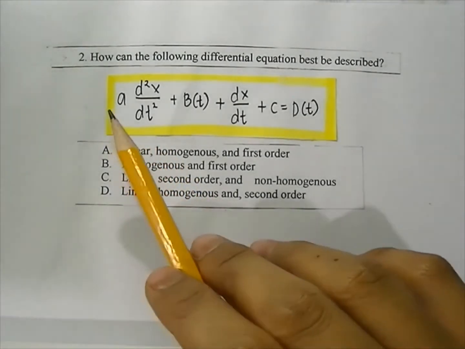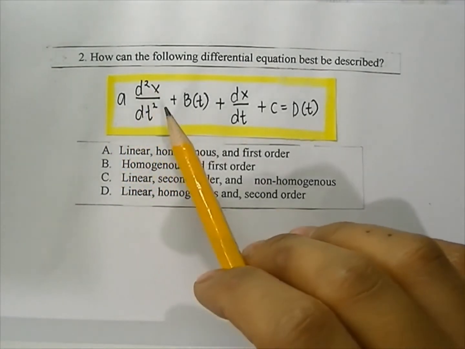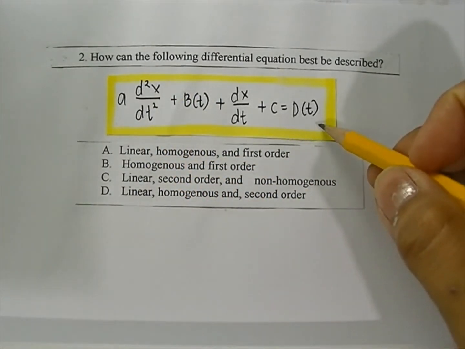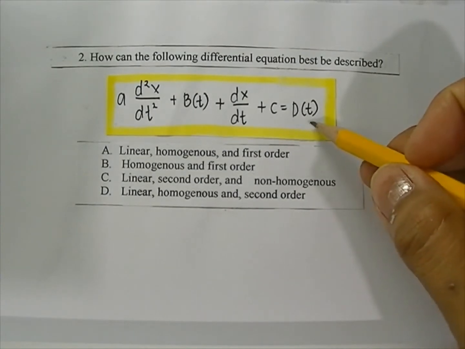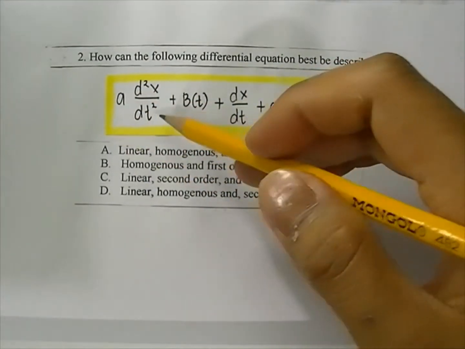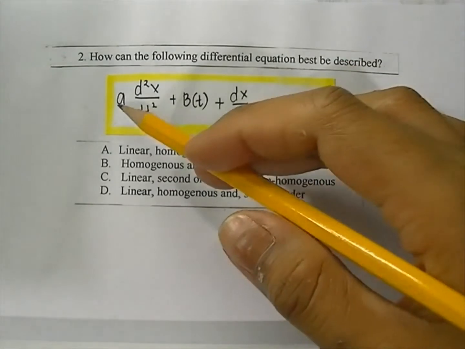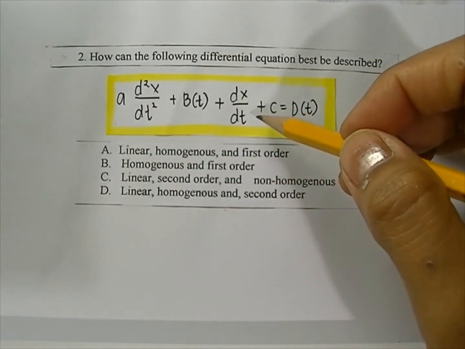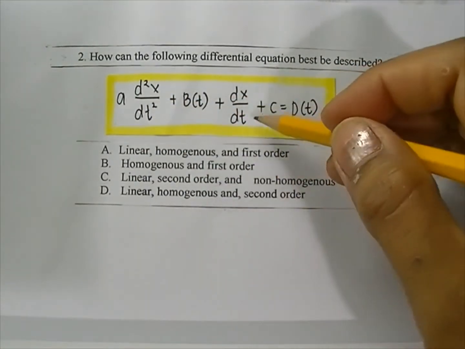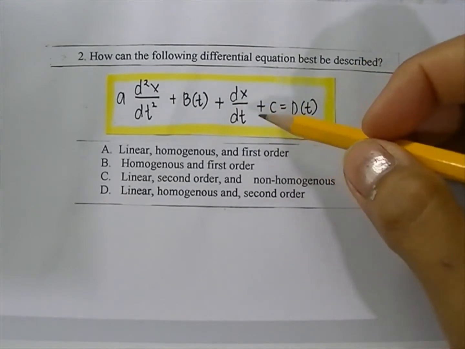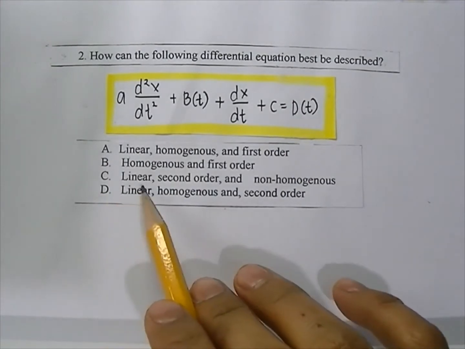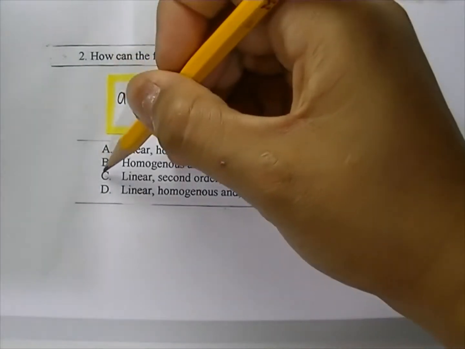This differential equation contains a second derivative, therefore it is a second order differential equation. The forcing function is non-zero, therefore it is non-homogeneous. And all terms at the left side have coefficients that are constant or a function of the independent variable, in this case the independent variable t. Therefore, it is a linear differential equation. The answer is choice C, linear, second order, and non-homogeneous. Letter C.